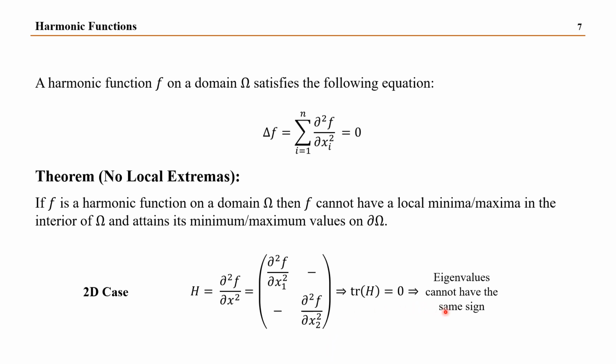So this means that the eigenvalues cannot have the same sign. Okay, so we are sure that we have eigenvalues of different or mixed signs. So we have one positive, one negative in this case. Now this means that the matrix H cannot be positive definite and cannot be negative definite, which means the point at which H is computed cannot be a local minima or a local maxima.